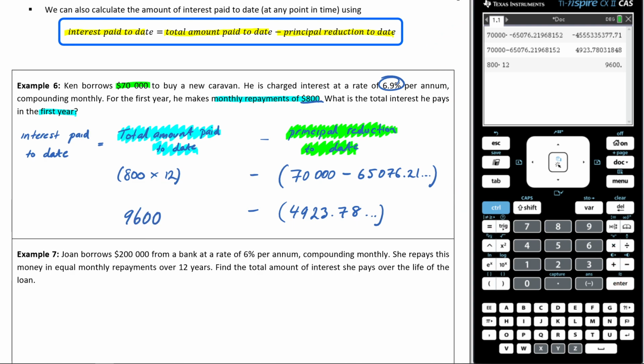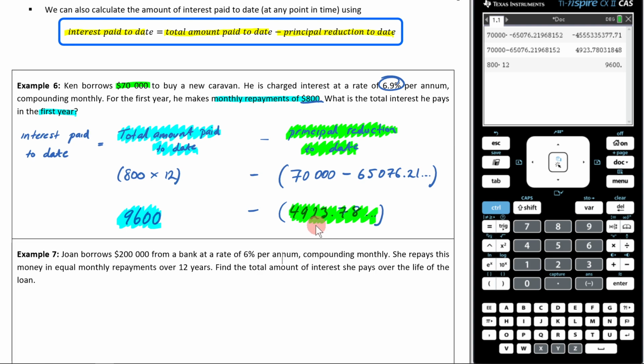Okay, can we think about this for a moment? In the first year, you have given the bank $9,600. So in the first year, that's how much money you've given them. And over the course of that year, your balance on the loan has reduced by $4,923. So just to talk in round numbers here, you've given them 9 grand, but the balance is only reduced by 4 grand. Why is that? How does that make any sense? How is it that you've given them 9 grand, but the balance of the loan has only reduced by 4 grand?